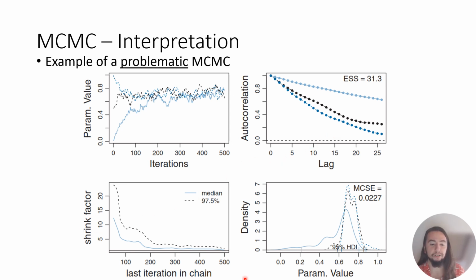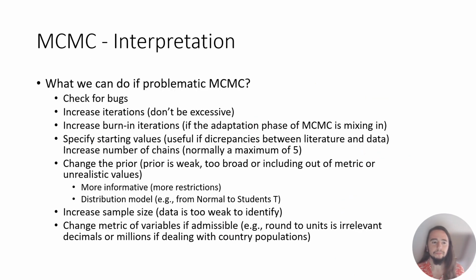The shrink factor values are all above 1.1, and the densities are pretty different between each chain, especially the light blue chain. Also, the 95% credibility intervals can be very different, and the standard error can also be higher.